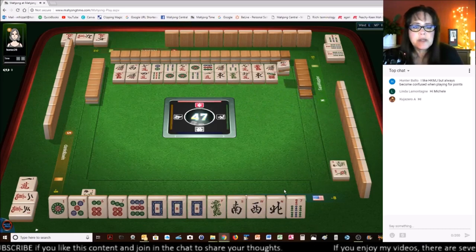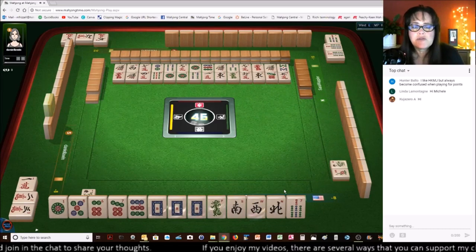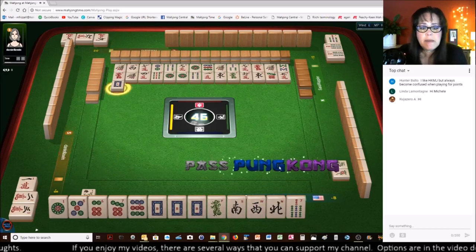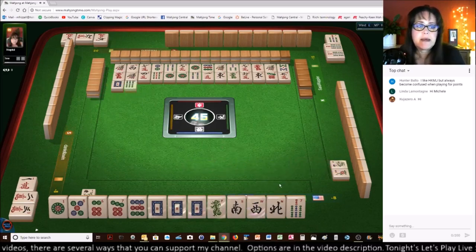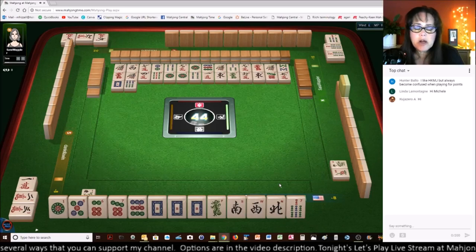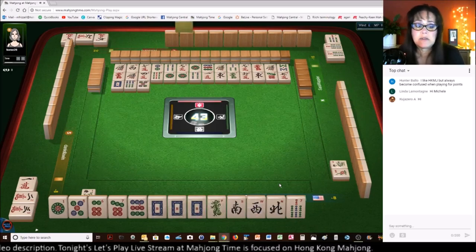So for the points, if you look under the video in the description area, there's a player reference with all the scoring, and that may help. I'm going to stay concealed. I'm not going to claim that. Six for bamboos. For Hong Kong Mahjong, you don't get additional score for Kongs. So I'm just going to stay concealed for that particular one.